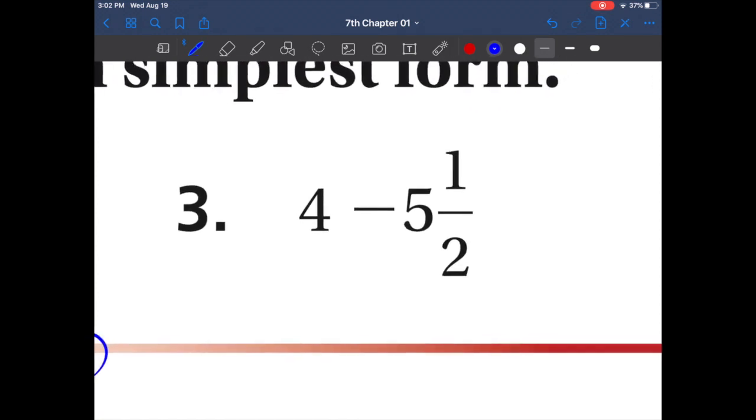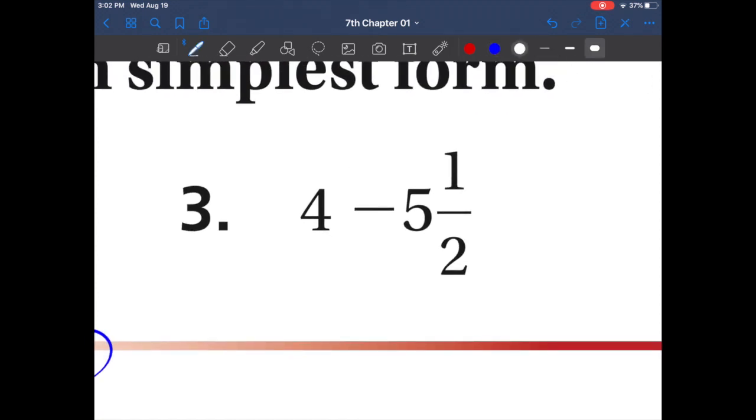Check this one out. This one might throw some of us off. So let's see if we can solve this. Now, you have probably seen this before. We've done these problems before, but what happens when you have a whole number and then a mixed number?